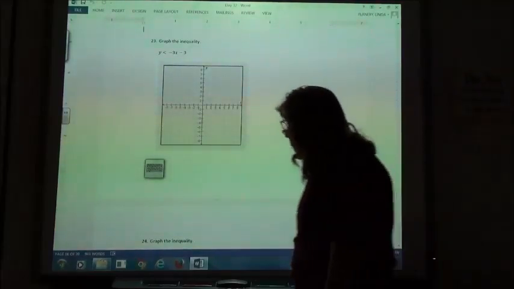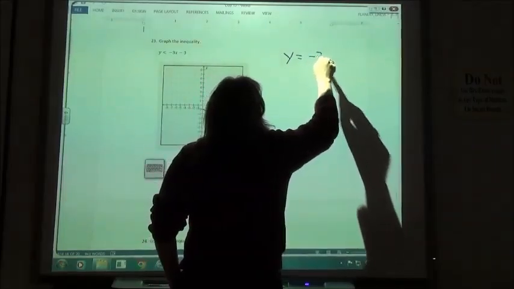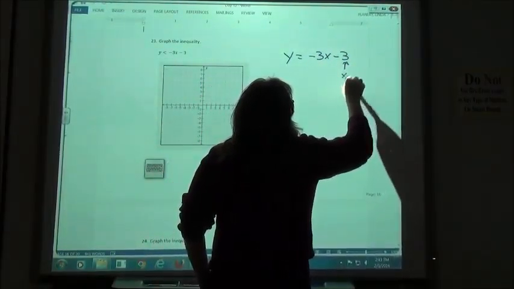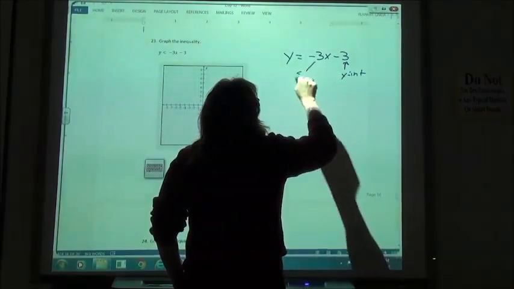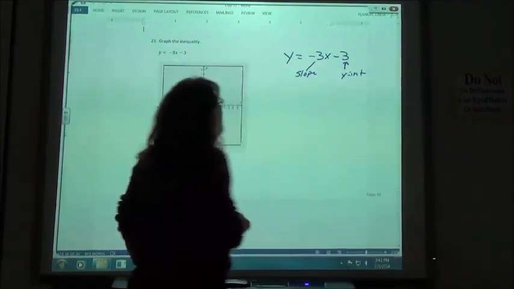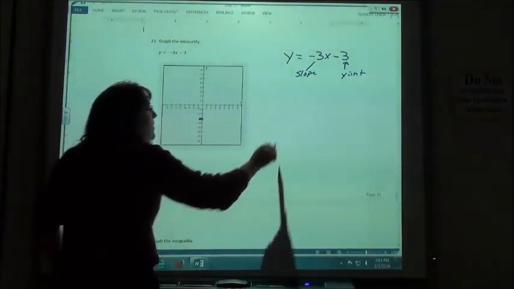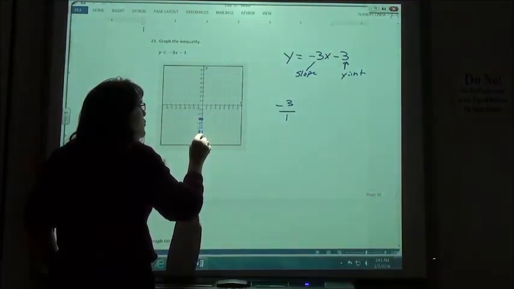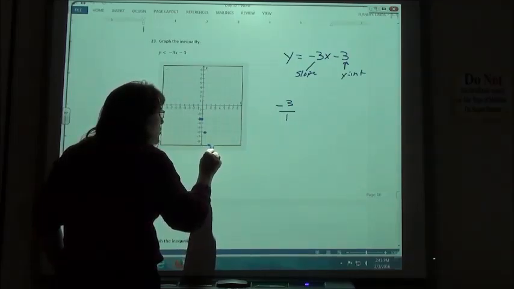Number 23, again I'm going to graph my inequality. I'm going to pretend it says y equals negative 3x minus 3. So my y-intercept is negative 3. My slope also happens to be negative 3. So my y-intercept is negative 3, I'm going to mark that. My slope, negative 3 over 1, so I'm going to go 1, 2, 3 down and 1 to the right.